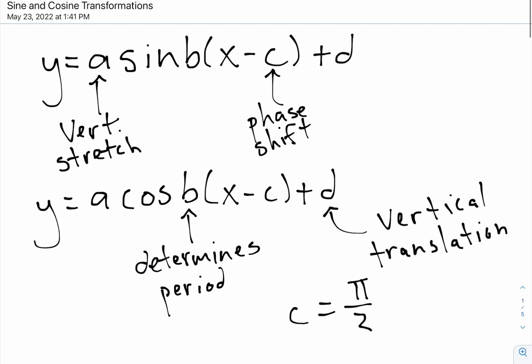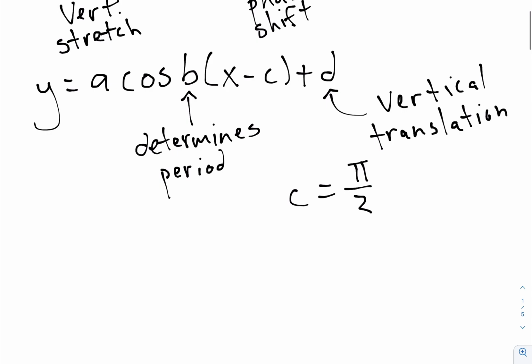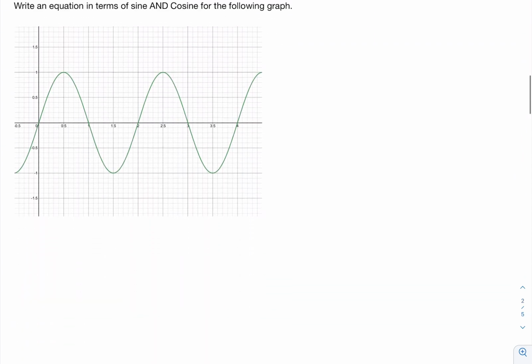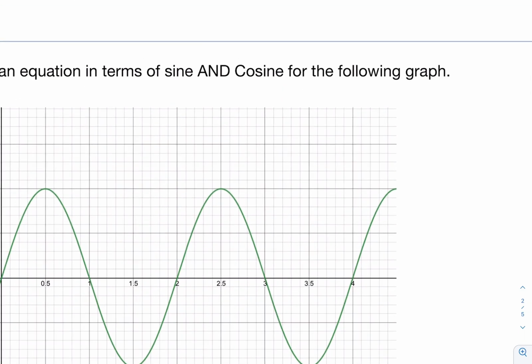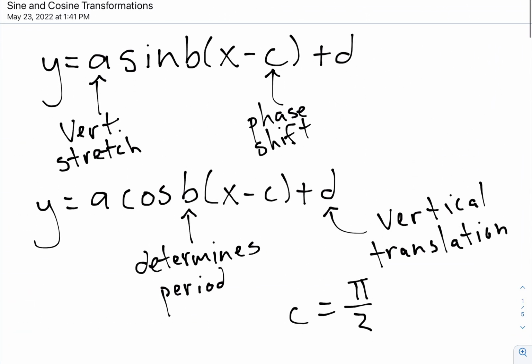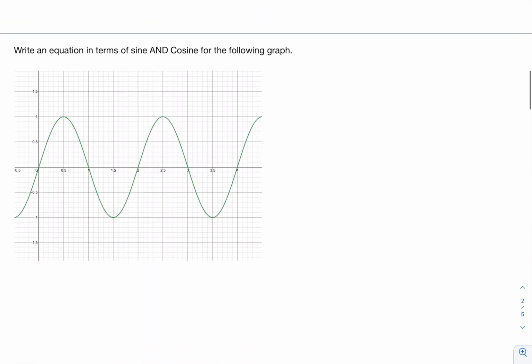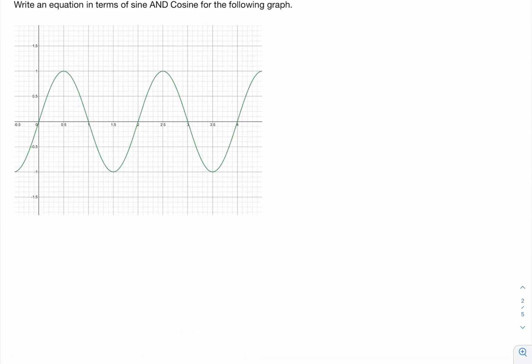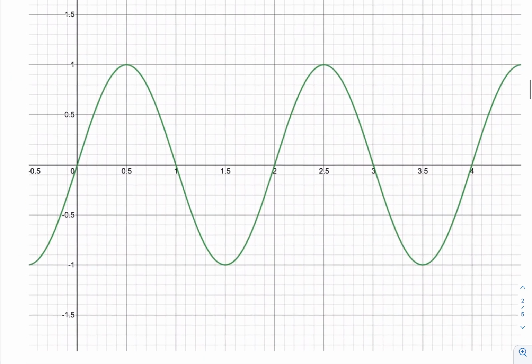Okay, so now that we know what all these things are, let's take a look at these questions down here. Write an equation in terms of sine and cosine for the following graph. They were very clear. This question is trying to get you to understand that sine and cosine are the same thing, except they're just a phase shift different. So the a, b, and d values are all the same, but the c value, the phase shift, is going to be different. Let's determine what a, b, and d are.